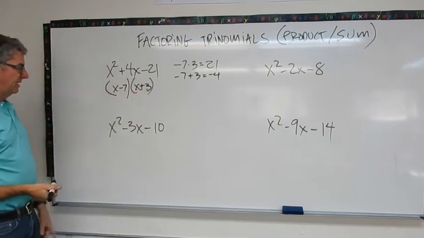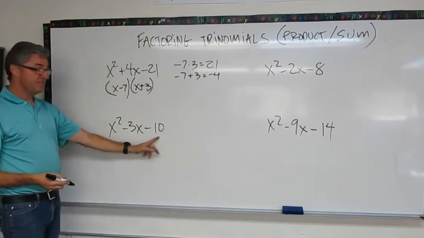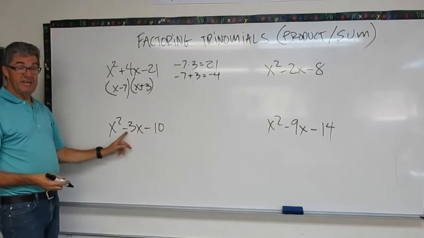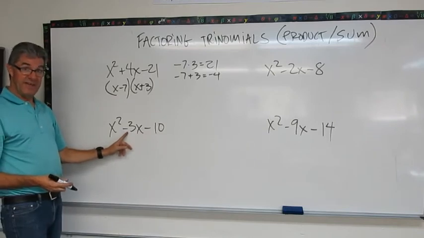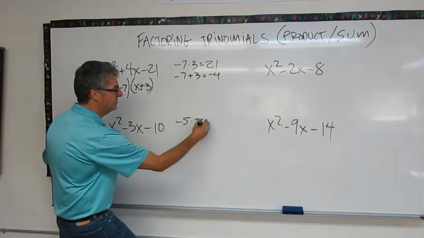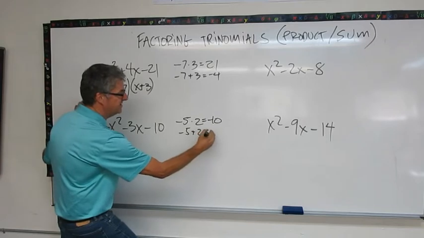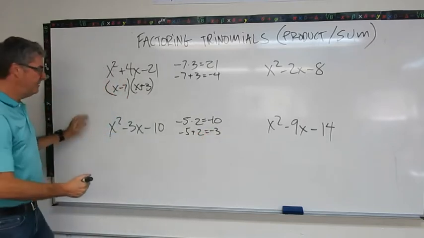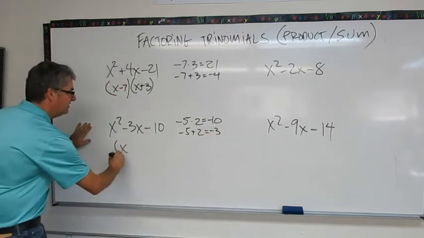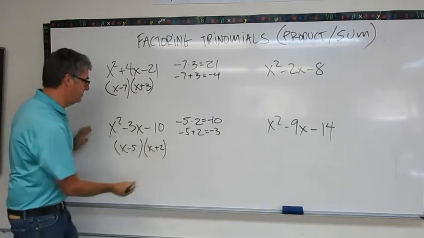Okay? How about this one? Two numbers that multiply to -10 that add to -3. What are they? -5 times 2, because that's -10, and -5 plus 2, that's -3. Okay? So that gives us x minus 5 times x plus 2.